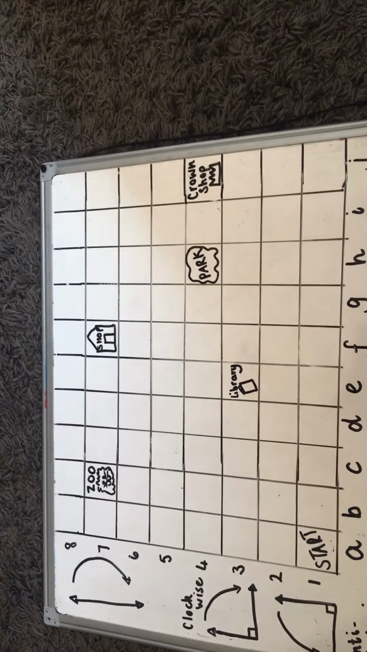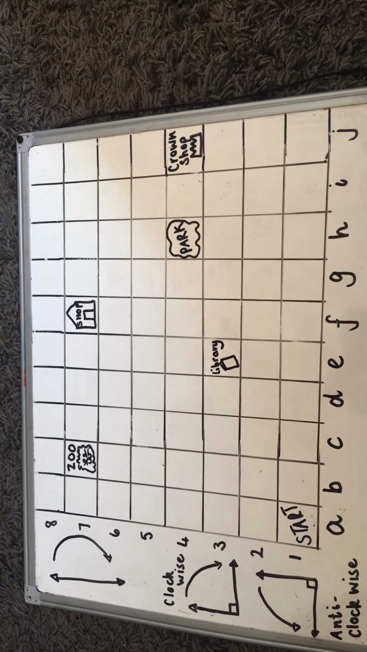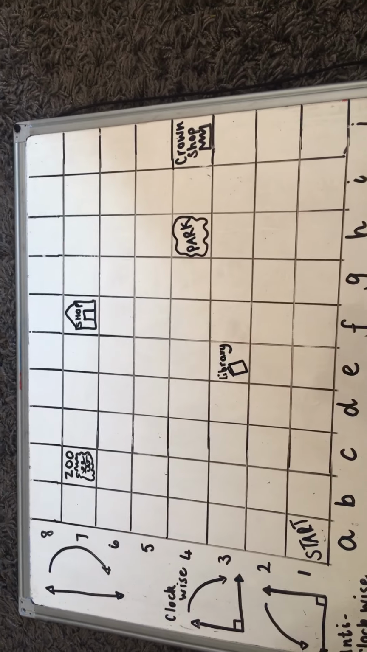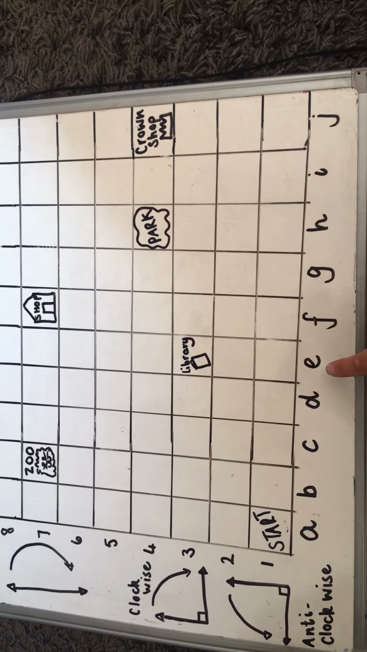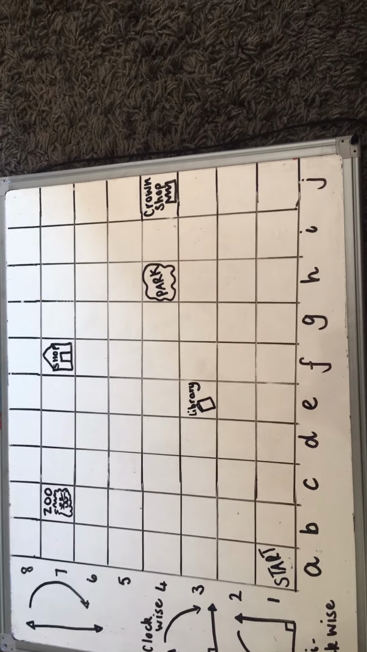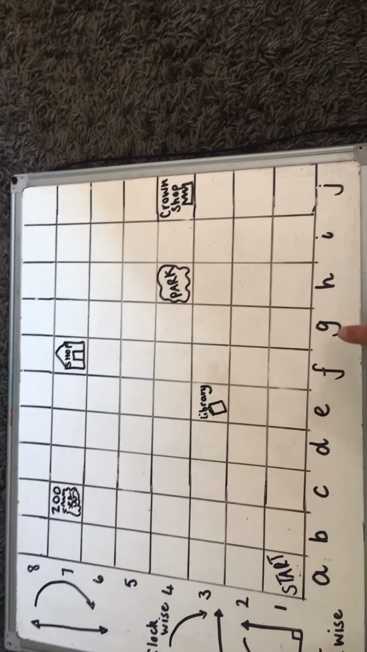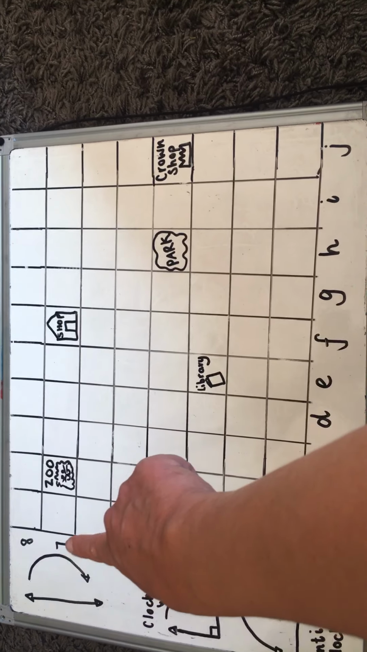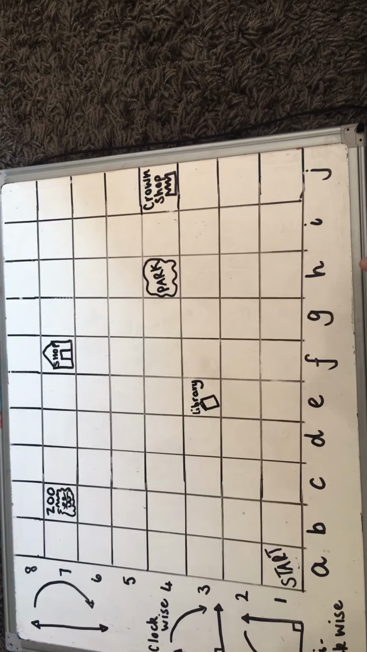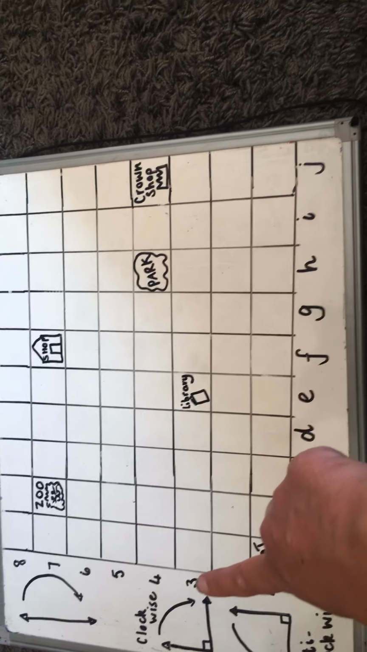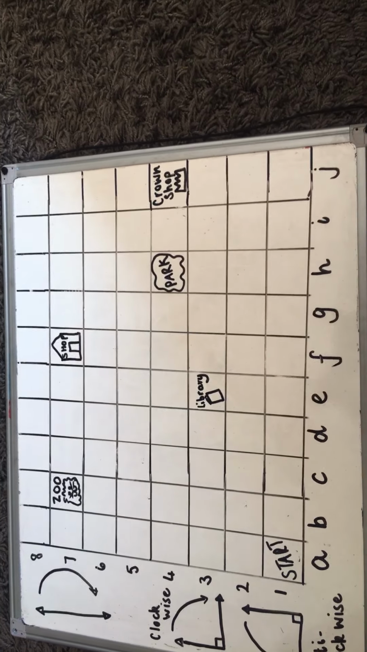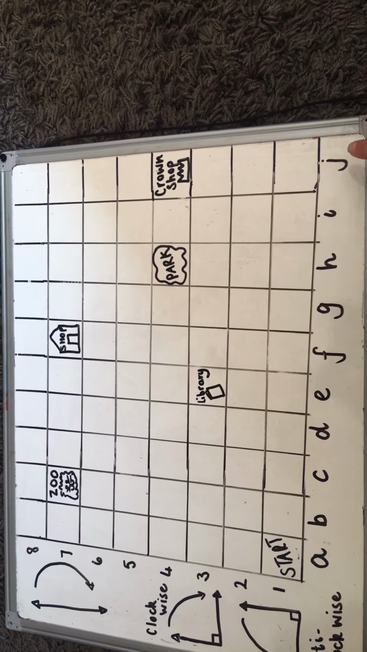B7. And the library on this map is in, there's the library there. So we might say to someone, it's in E3. The shop is in, you've guessed it, F7. The park is in H4. And the crown shop is in J4.